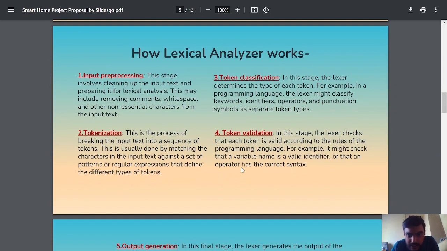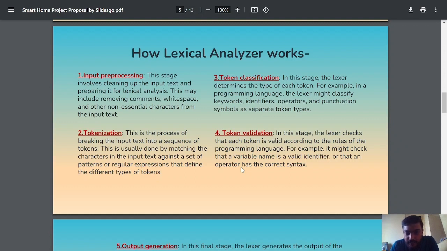How does a lexical analyzer work? Input processing. This stage involves cleaning up the input text and preparing for lexical analysis. This may include removing comments, white space, and other non-essential characters from the input text. Tokenization. This is the process of breaking the input text into a sequence of tokens. This is usually done by matching the characters in the input text.